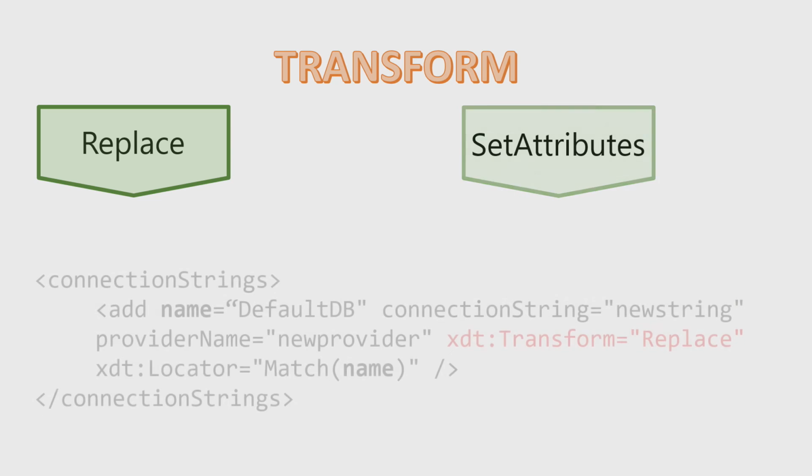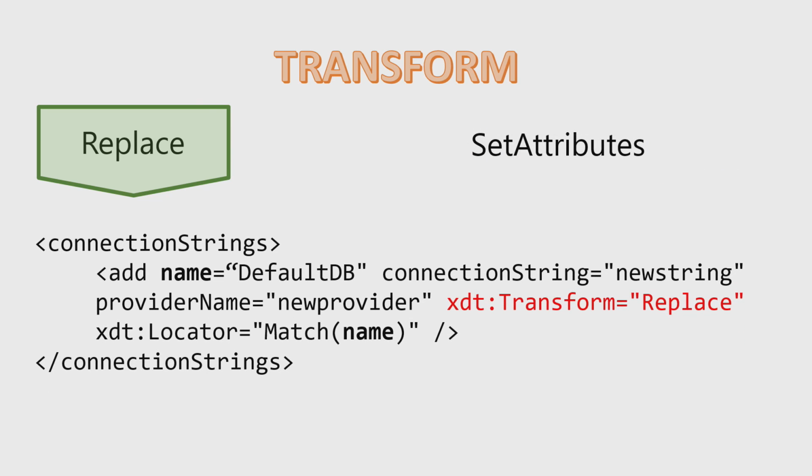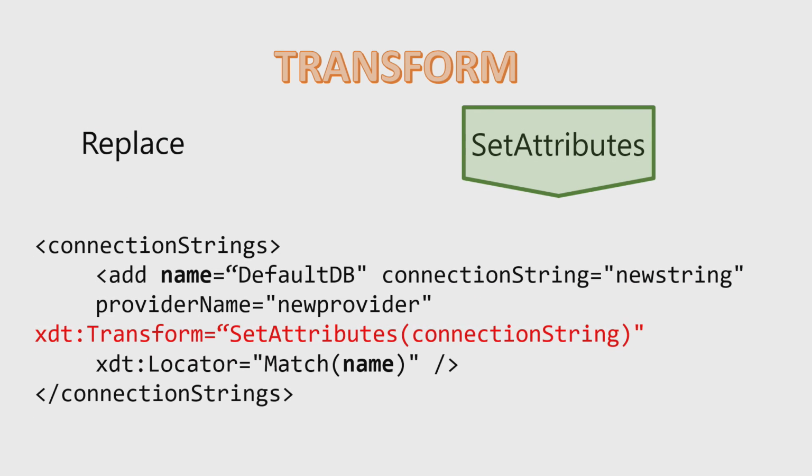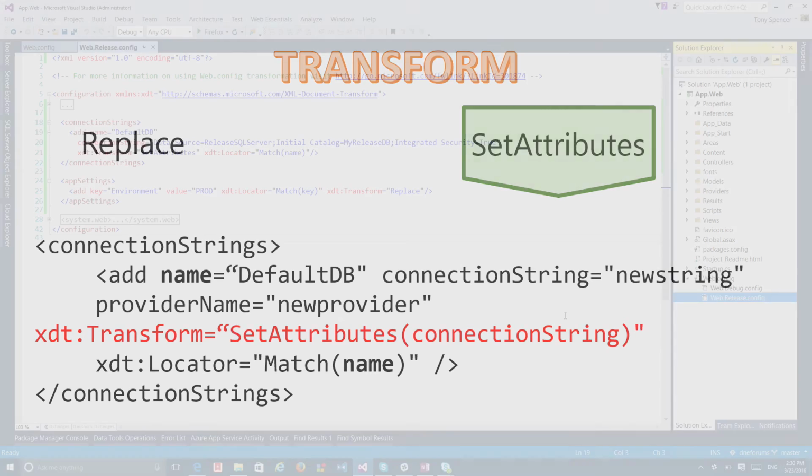Using our previous example from the match locator, once our match has been found, the replace transform will replace the entire node and attributes with the new version found in the web.debug.config file or other transform file. In our example, if we change the transform to use set attributes, only the value found in the connection string attribute will be replaced, not the entire node. In this case, the new value of connection string will be new string.